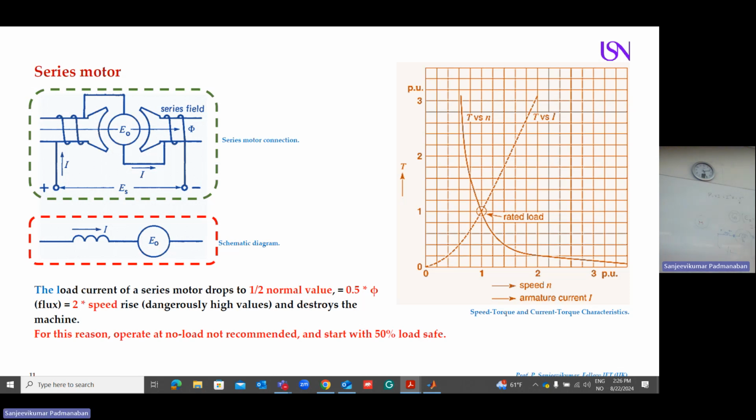So for this reason, a series motor is never recommended to start without load. At least 50% you should be loaded. Is it clear to you? Any doubt?